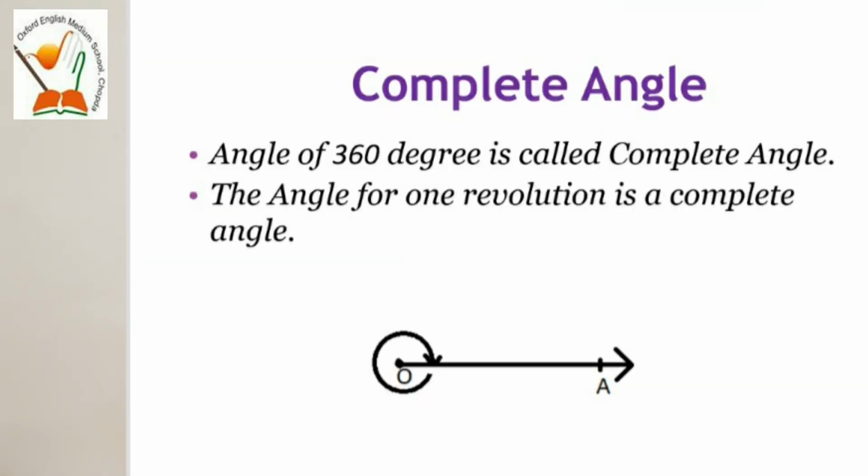When there is one complete revolution, at that time the angle is 360 degrees and that angle is called a complete angle. So an angle having a measure of 360 degrees is called a complete angle. See in this figure, ray OA, when we rotate that ray in one direction only and it comes to the original place again, then there is one complete revolution, and at that time the angle formed is 360 degrees. So today we learned about the types of angles.